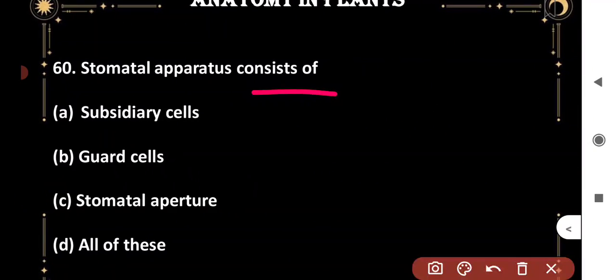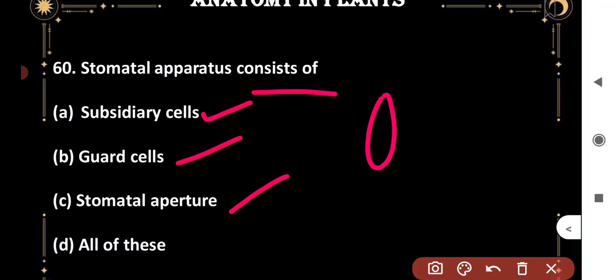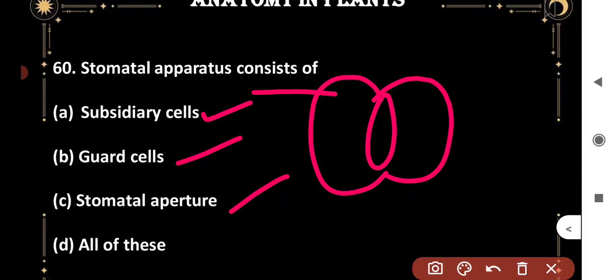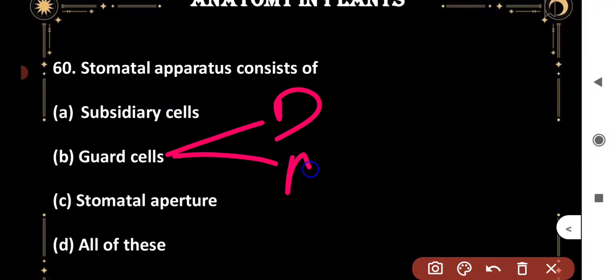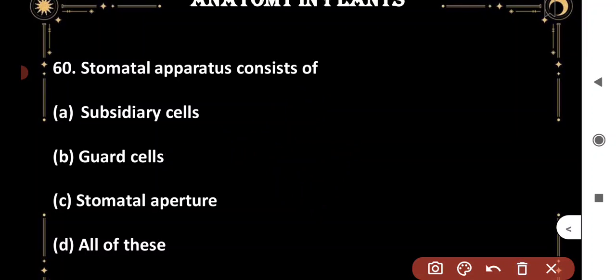Stomatal apparatus consists of, this is the last question. So stomatal apparatus consists of subsidiary cells, guard cells, and stomatal aperture. So aperture is there, then guard cells are there. Guard cells are of two types. One is dumbbell shaped, another is kidney shaped or bean shaped. Bean shaped or kidney shaped is present in dicot, and in monocot dumbbell shaped, right?